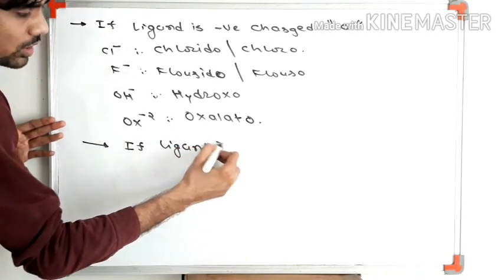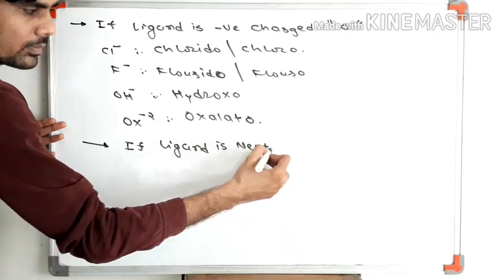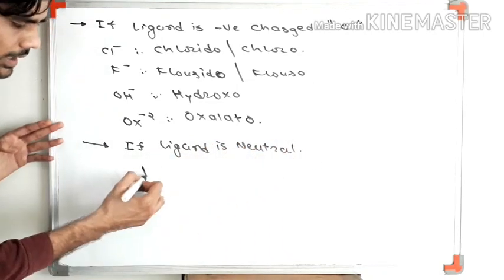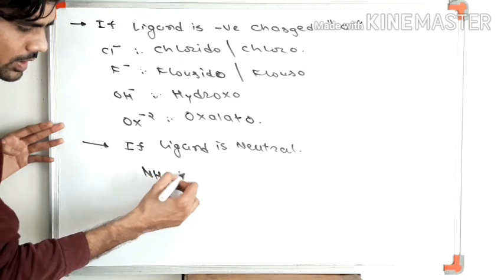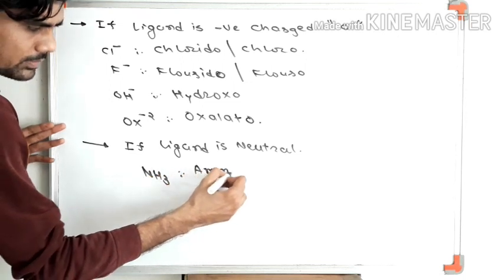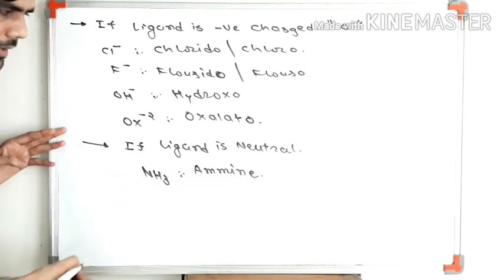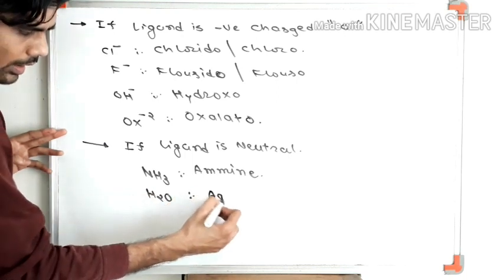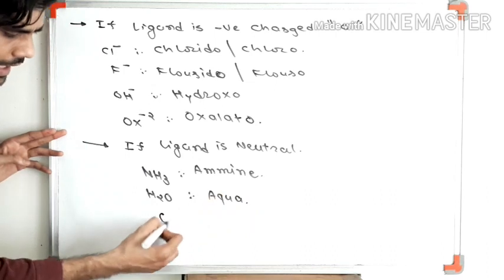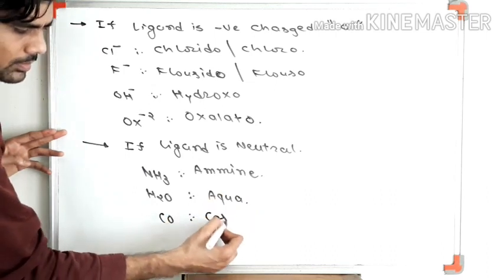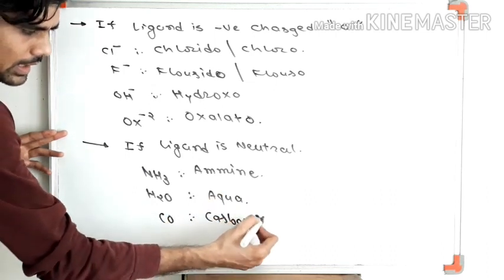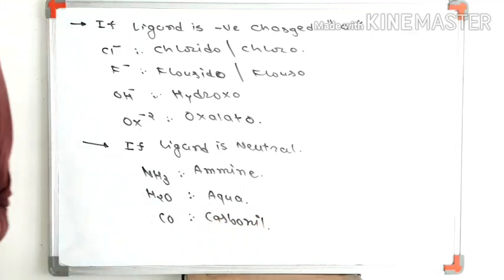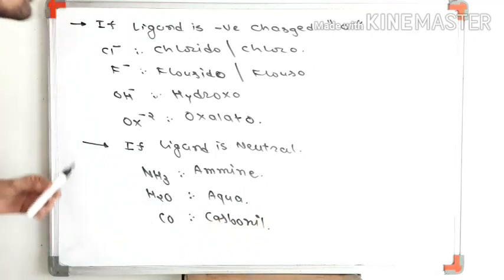If ligand is neutral, there is a specific name. Like for NH3, it is ammine. Like for H2O, it is aqua. Like for CO, it is carbonyl. Clear? Okay.